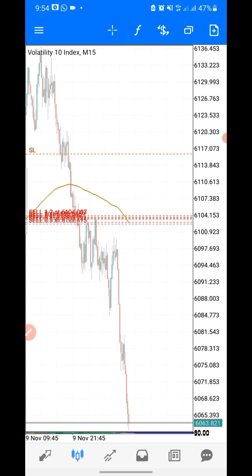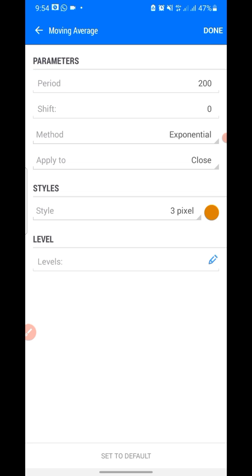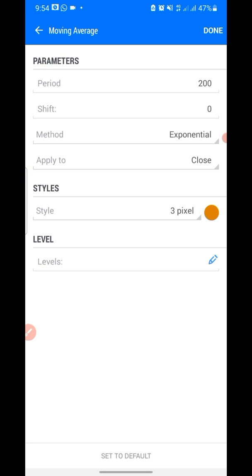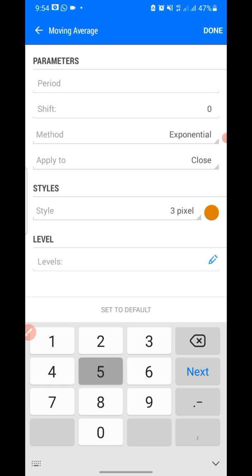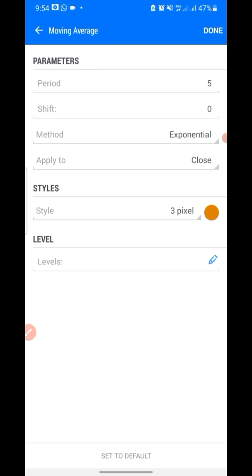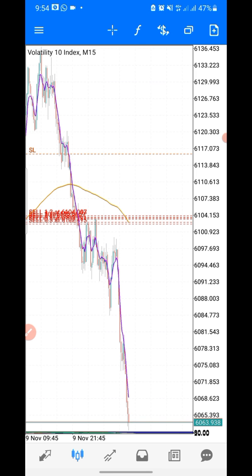So you click on done, and the next one you're going to add is another moving average, but this time we'll be adding the moving average 5, and you click on done. Okay, we have to change the color, guys, and let's use this color. Done. So this is it, guys. These are the two moving averages that we want to use in trading the spike. If you observe, it's a little bit different from the one we use in Boom and Crash. Yes, this works better, and so we're going to use this one.